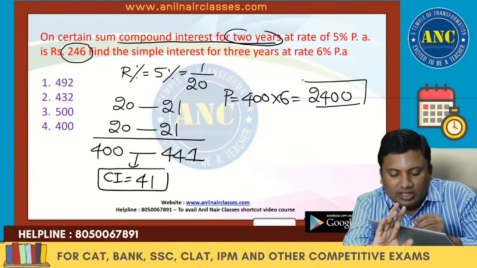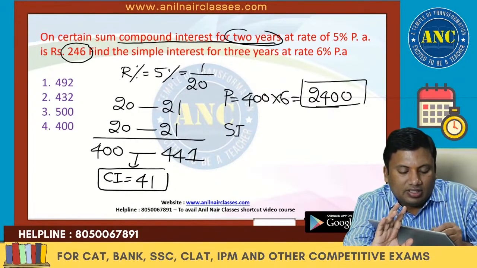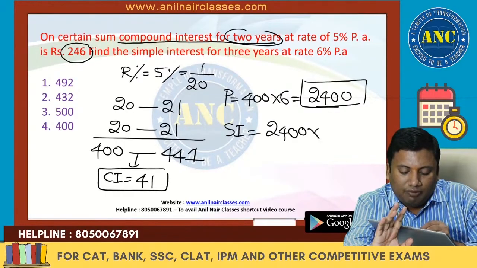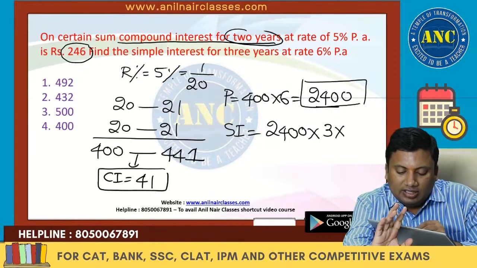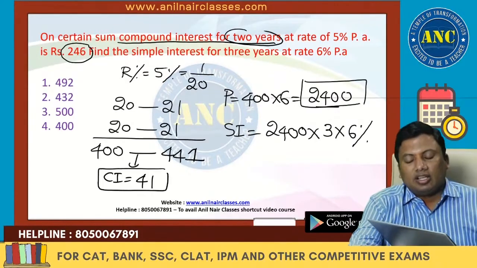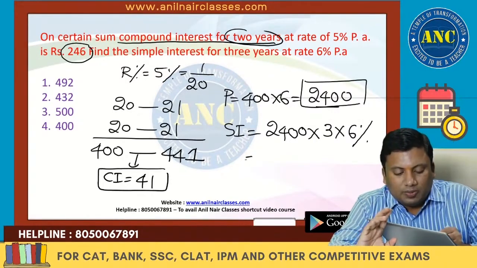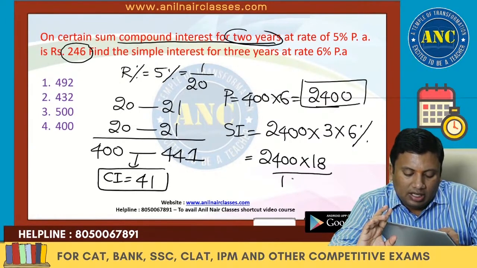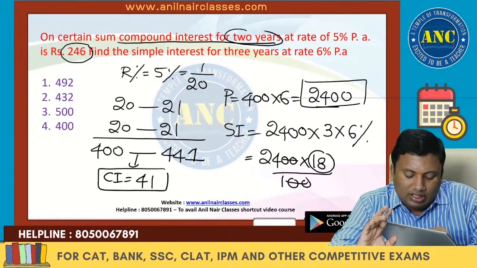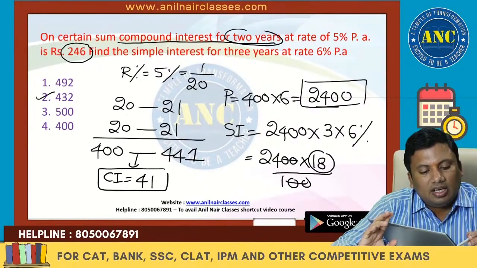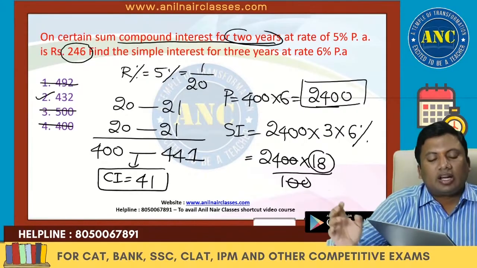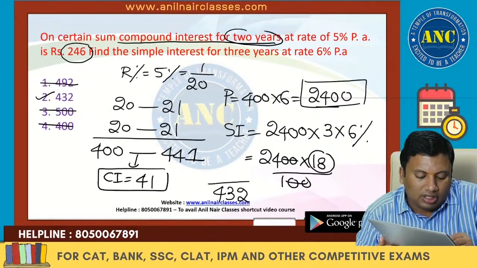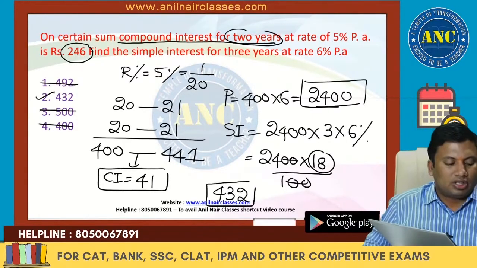Principal, I hope it is clear, right? Yes, now find the simple interest for 3 years. The actual principal is 2400. Every year it is 6%, so for 3 years it is 3 into 6%. 2400 into 18 by 100. You don't need to do anything. 18 digital sum is 9. The answer's digital sum should be 9. Only the second option is satisfying. Even if you solve, it is nothing but 432.